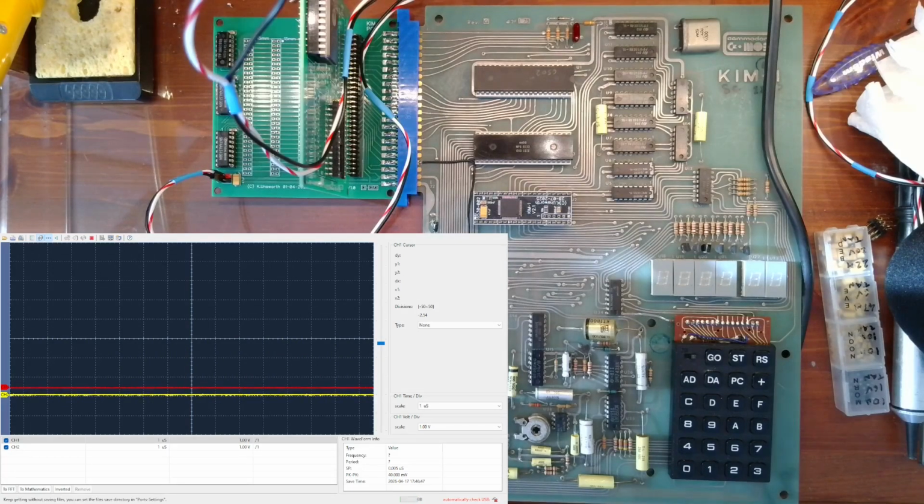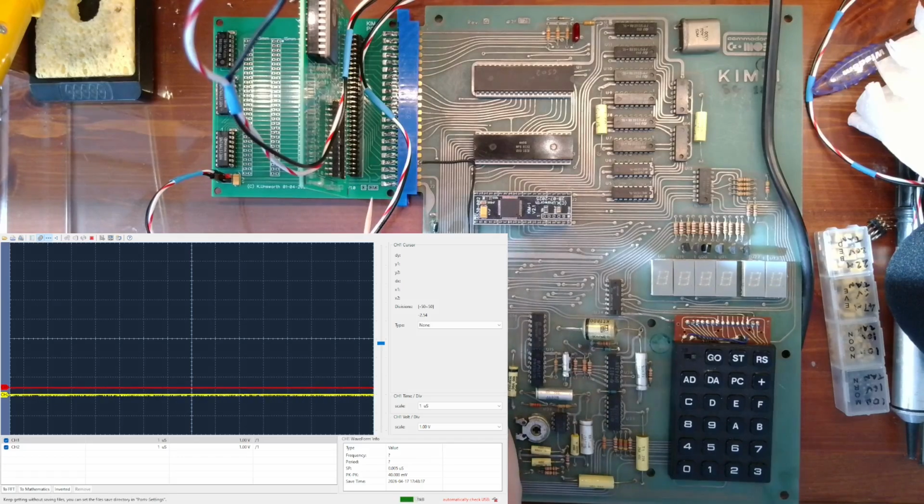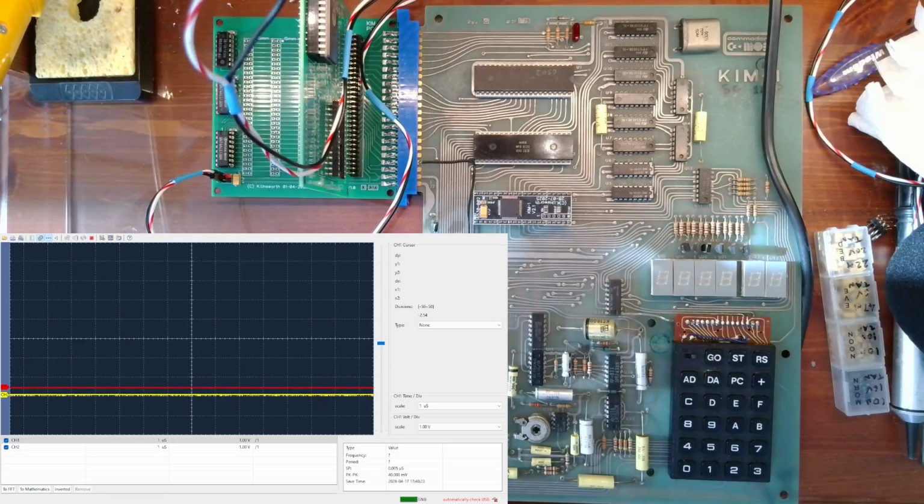You complete idiot. Now, of course, this makes a bit of a mockery of the last episode when I said, can you see why this isn't working? Some idiot hasn't fitted the jumper on here. So we're never going to work without that. Good job the soldering iron's still hot.